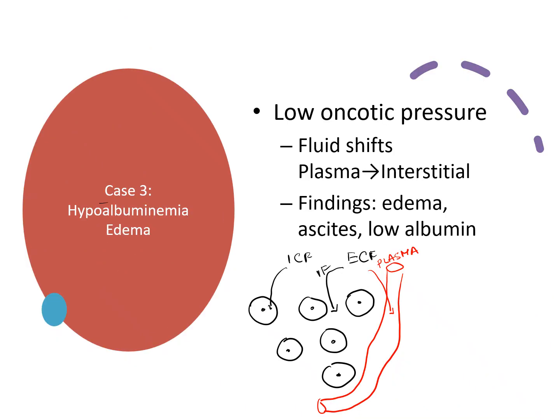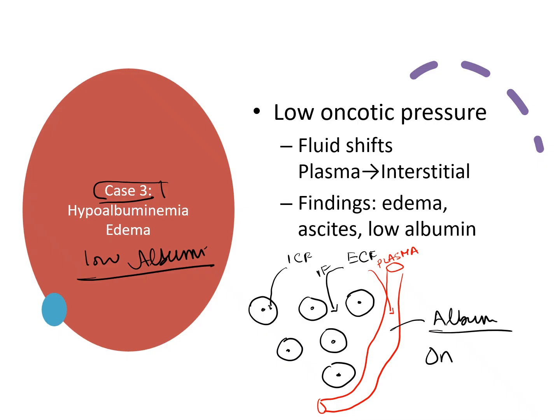Okay, our third case is, let's say your patient has hypoalbuminemia, or low albumin level. We know from our concept that most of the albumin is present in the vessel or in the plasma, and albumin is responsible for oncotic pressure. So wherever the albumin is, wherever the protein is, water will move towards albumin because it will keep the pressure normal.